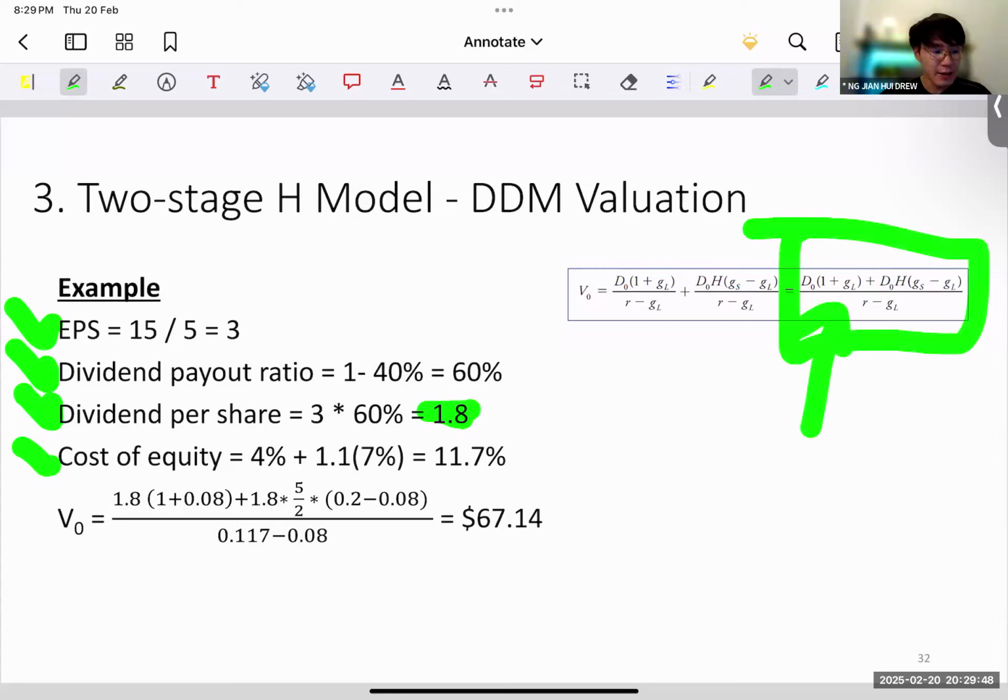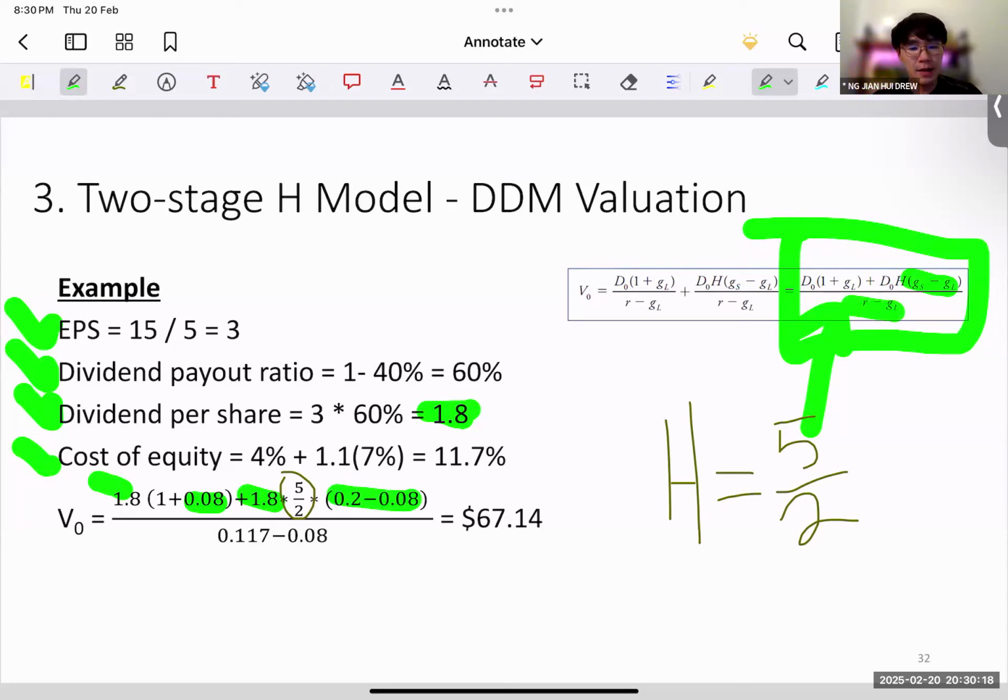Just take D naught, right? 1.8 times 1 plus GL. GL is your growth at low rate, 8%, times D naught again. Now, what's your H? Your H is 5 years, right? 5 years divided by 2. Okay, so this is H, 5 years divided by 2. Then you have your GS, growth supernormal minus growth normal, divided by R minus growth normal.